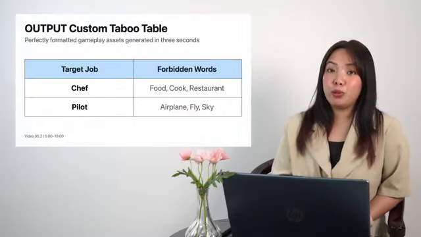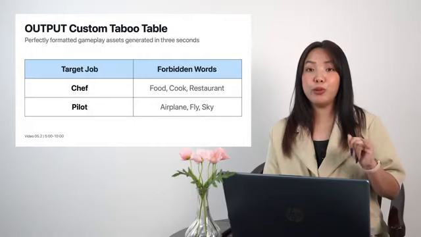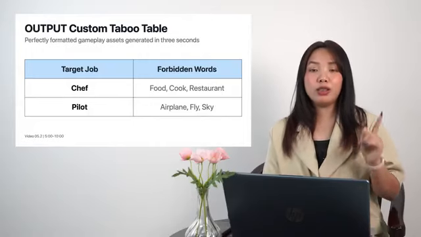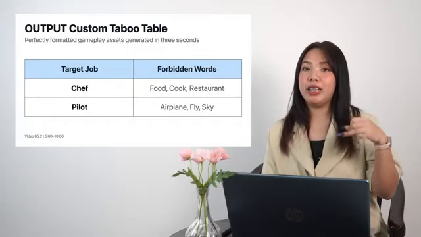Look at this beautiful table. It gave us exactly what we asked for. Target word, chef. Forbidden words, food, cook, restaurant. Target word, pilot. Forbidden words, airplane, fly, sky.